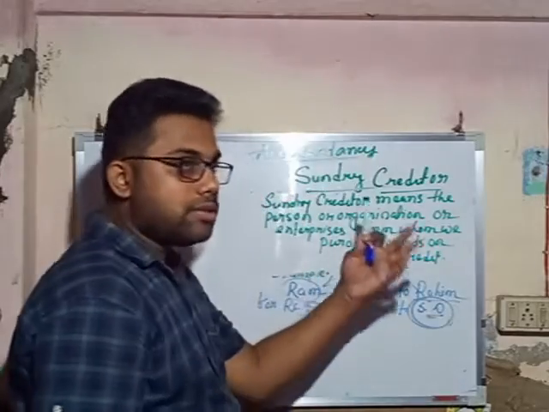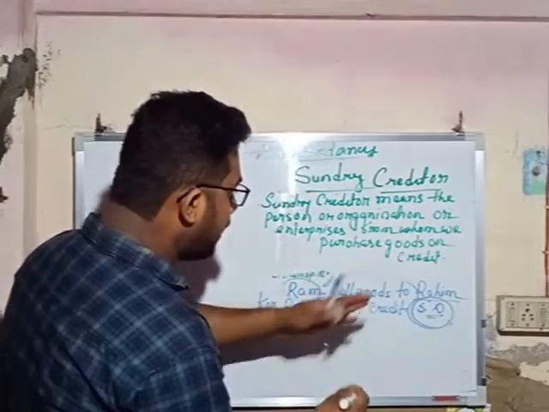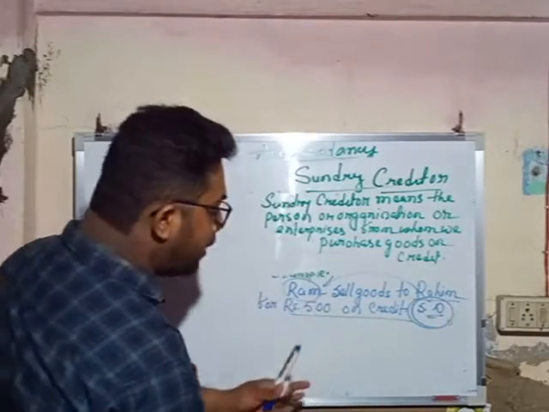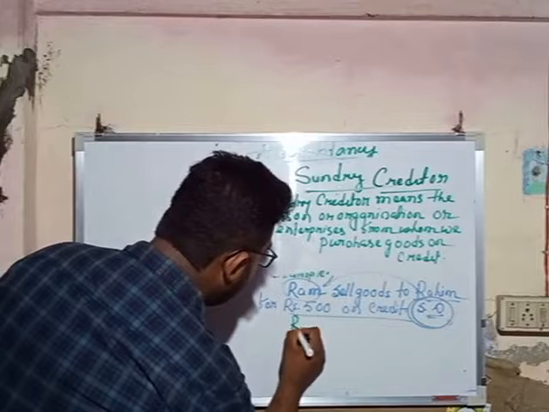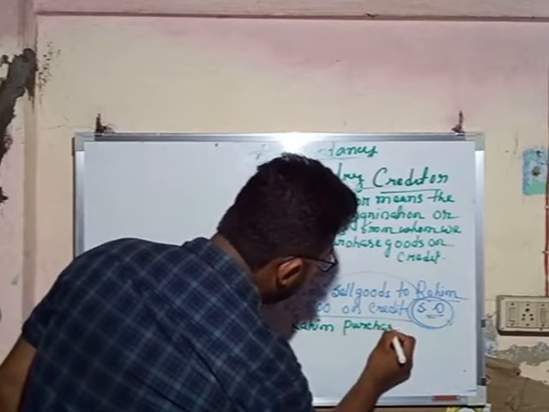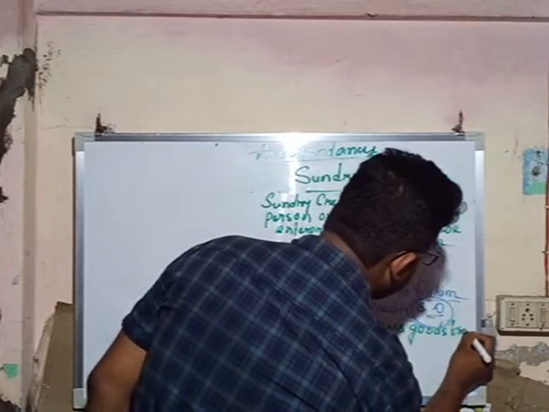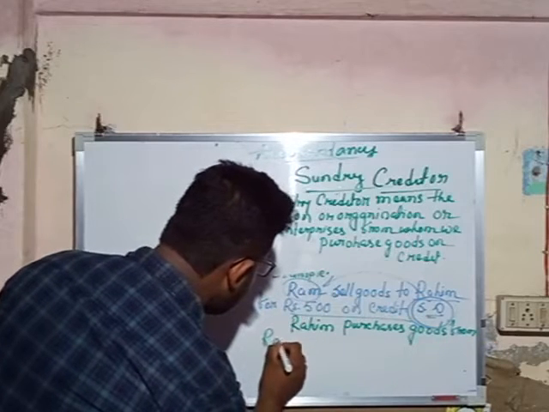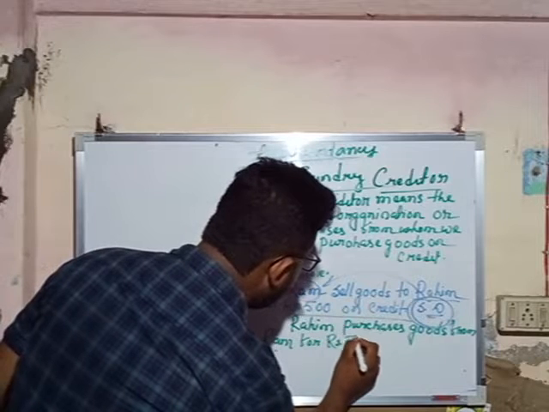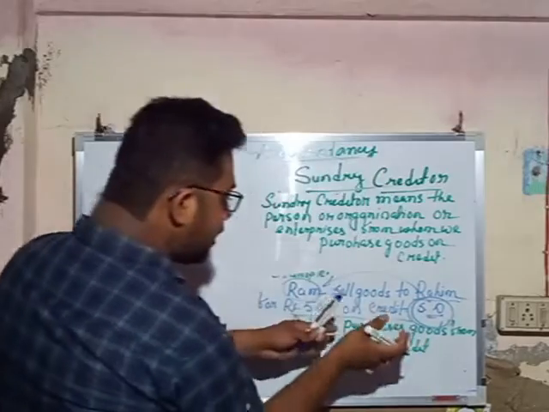Sundry debtors, the first one is when we sell goods on credit, and the second one is when we purchase goods on credit. Okay, so the example is say Ram sells goods to Rahim for rupees 500 on credit. We can write it as Rahim purchases goods from Ram for rupees 500 on credit.